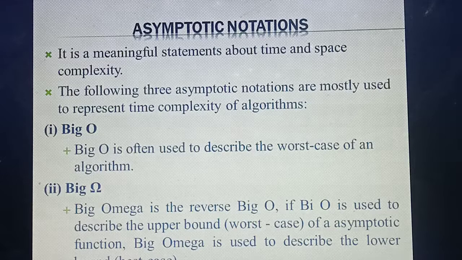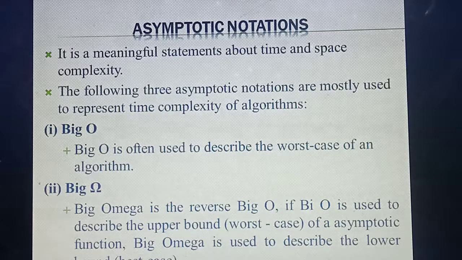Okay, so big O, listen carefully. Please study this. Big O always represents or describes the worst case of an algorithm. So big O is always used to describe what? The worst case of an algorithm. That means it may take a huge space and huge time. The worst case of an algorithm is determined by which factor? Big O.